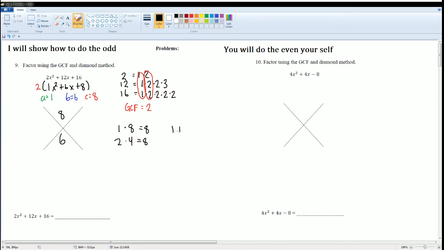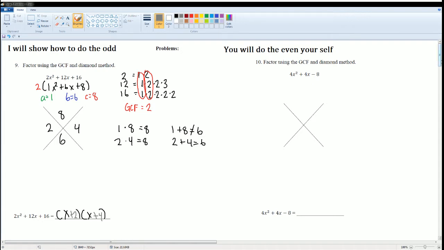Now you want to see what adds up to 6. 1 plus 8, does that get you 6? No. 2 plus 4, does that get you 6? Correct. So the factors here are 2 and 4. When you write this out, you have x plus 2, then x plus 4. That's what happens once you factor it out.